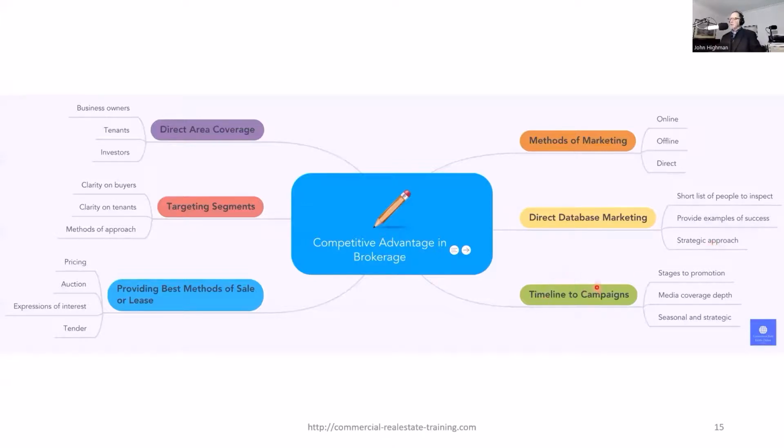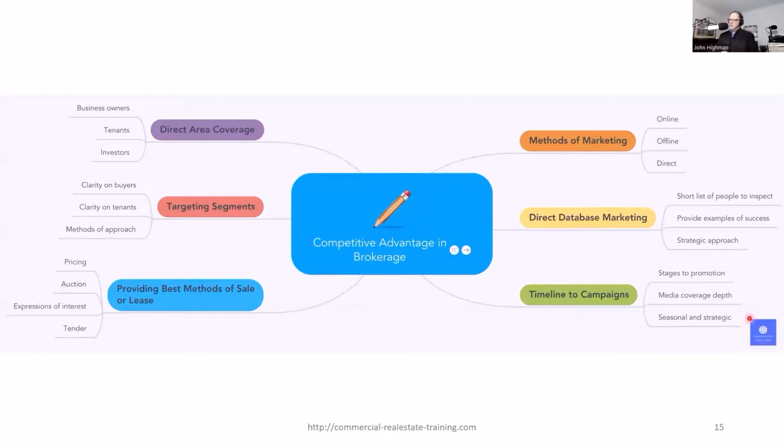The last point is this one, a timeline to campaigns. This is a changing market, and I want you to think about being very special with your campaigns. Unique campaigns, not just something that's generic. Any agent can do a generic campaign. Be special, be real, be deep, be wide. Capture the things that have to occur. And you'll see the 3 points there. The stages of promotion, the media coverage and depth. It's seasonal and it's strategic, as certainly it is.